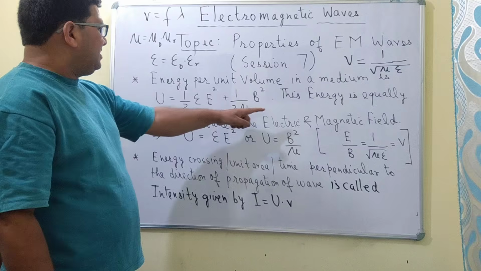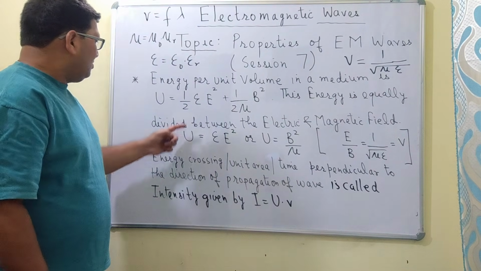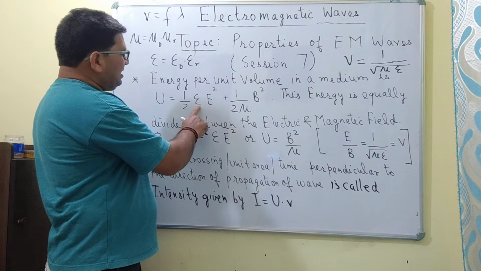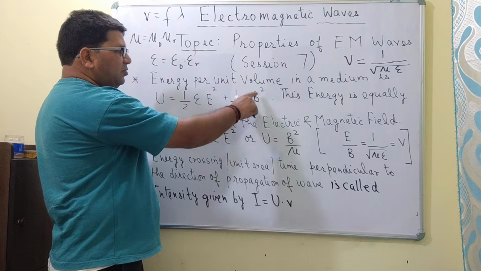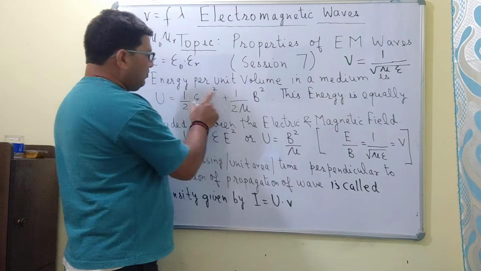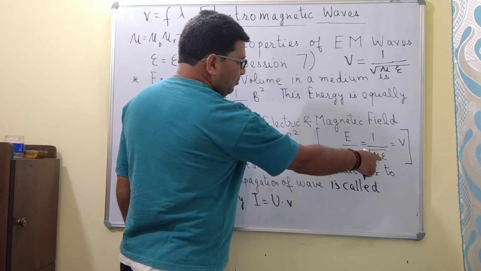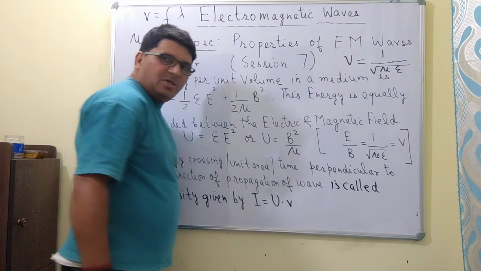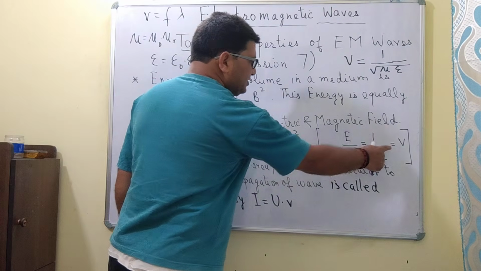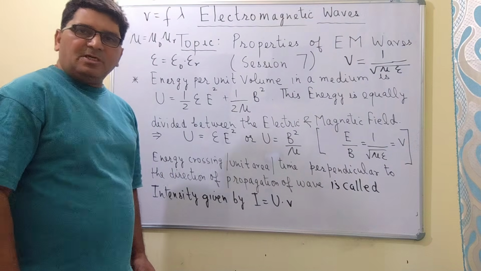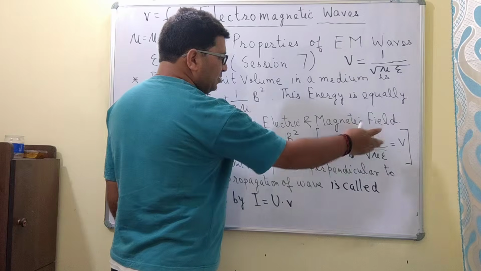Now this energy is equally divided between the electric and the magnetic field of the electromagnetic wave. It means that 1/2 ε E² will be equal to 1/2 μ B². If I equate these two parameters, then I will get E/B equal to 1/√(μ ε), where μ is the permeability of a medium and ε is the permittivity of a medium, and this is equal to the speed of the electromagnetic wave. From this relation we can also see that E = B V.